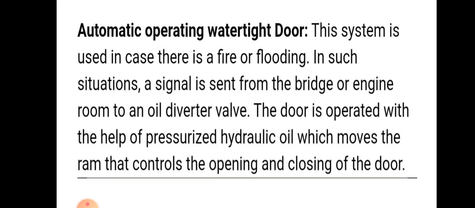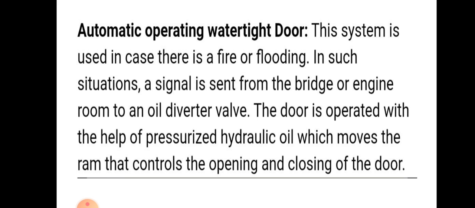Automatic operating watertight door. This system is used in case there is fire or flooding. In such a situation, a signal is sent from the bridge or engine room to an oil diverter valve. The door is operated with the help of pressurized hydraulic oil, which moves the ram that controls opening and closing of the door.